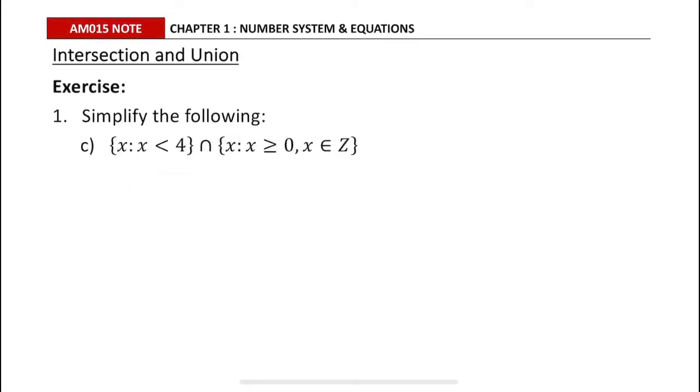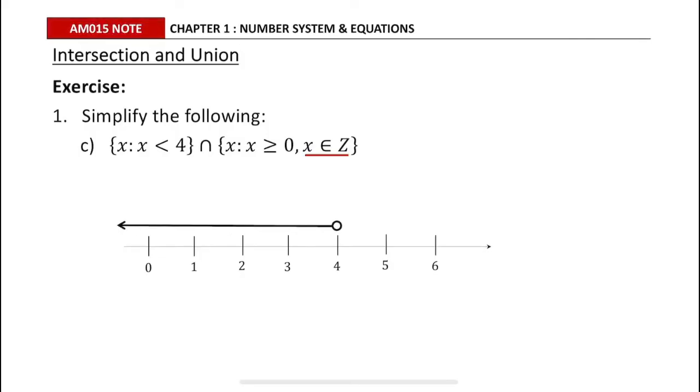Question C is the intersection of x less than 4 and x greater than or equal to 0, where x is an element of integers. So, the number line is like this. Every point must be shown from 0 to 6. For the inequality x less than 4, the line is like this. For the inequality x greater than or equal to 0, where x is an integer, we draw dense circles starting from 0 until 6 because x is defined for integers. Actually, the circles continue until infinity. However, we cannot show all the points to infinity, so 6 is enough.